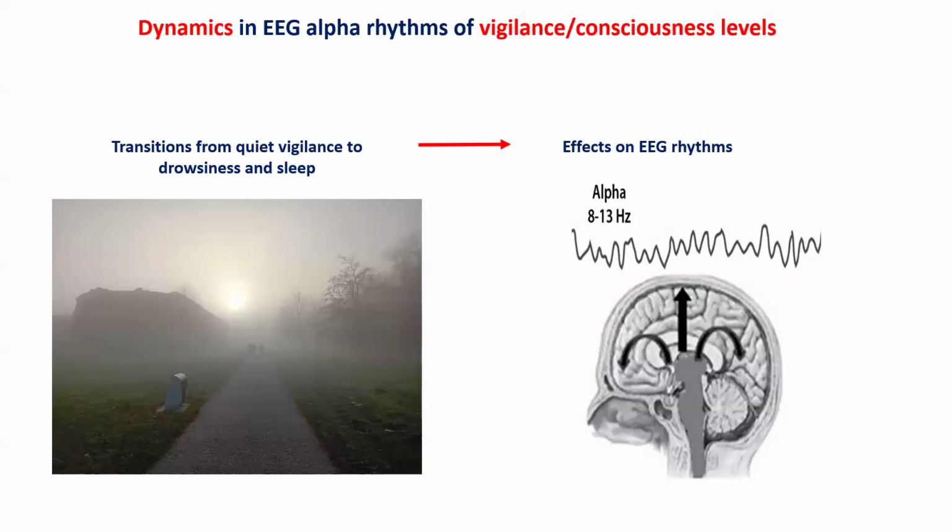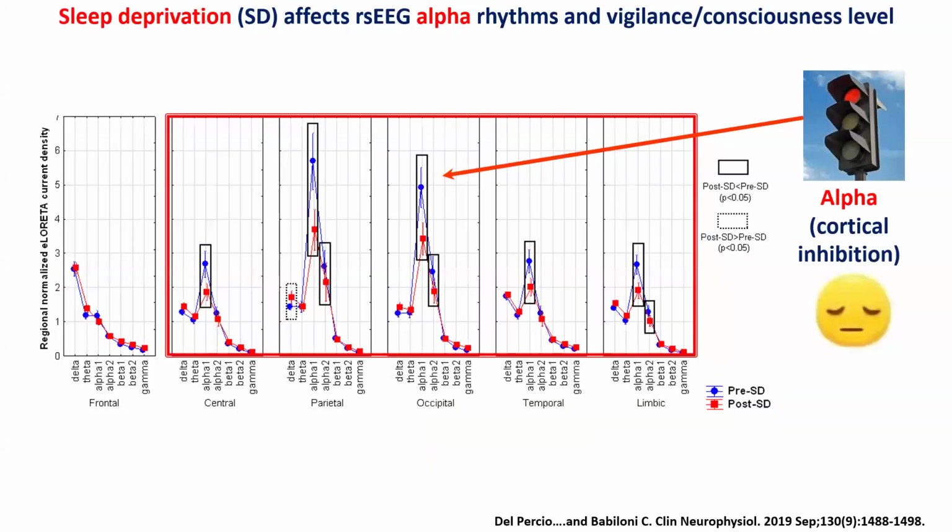The next slide will show the informative input that we can gain from EEG alpha rhythms on the regulation of vigilance and consciousness levels. This slide presents the results of a study in which the experimenters used a sleep deprivation of 1 night in healthy volunteers.